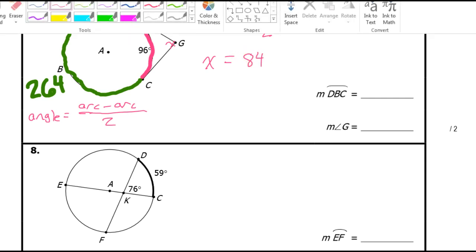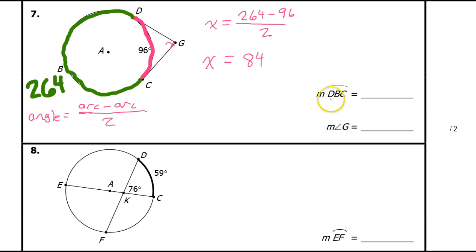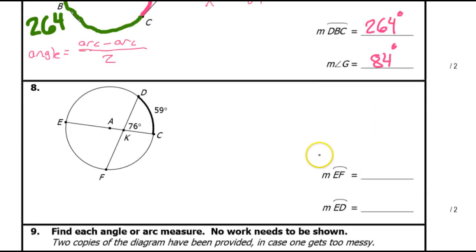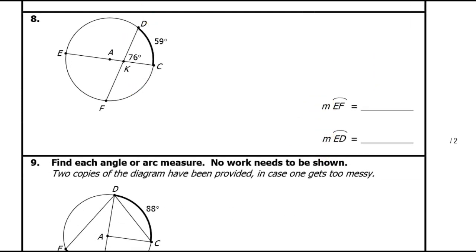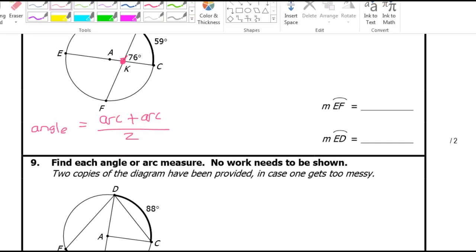All right, now let's see what we were actually asked. The measure of arc DBC. All right, DBC, that's the green arc. We found that to be 264 degrees, and the measure of angle G was 84 degrees. Okay, moving on to number 8. Well, this vertex is inside the circle, and the relationship there was angle is equal to arc plus arc divided by 2. So look for the hourglass when you do this, you guys.